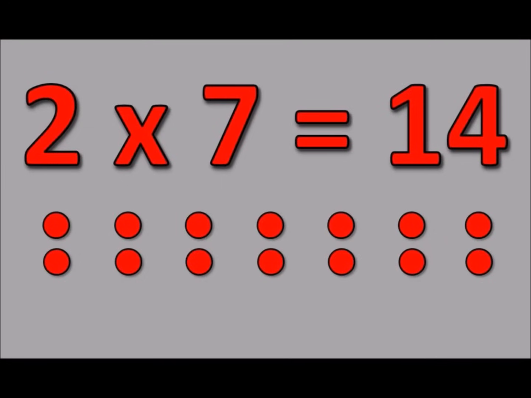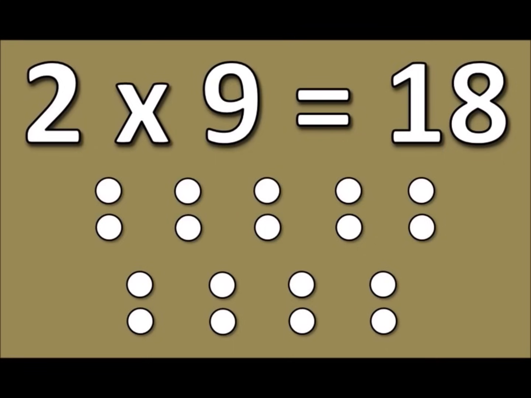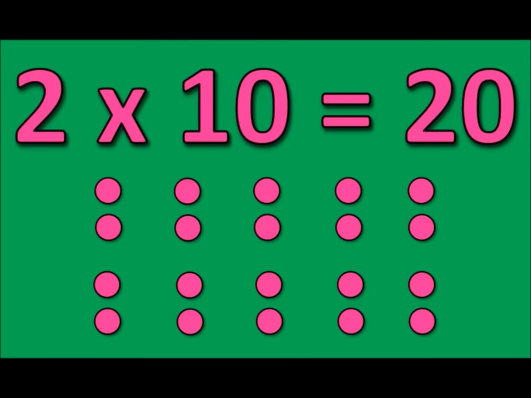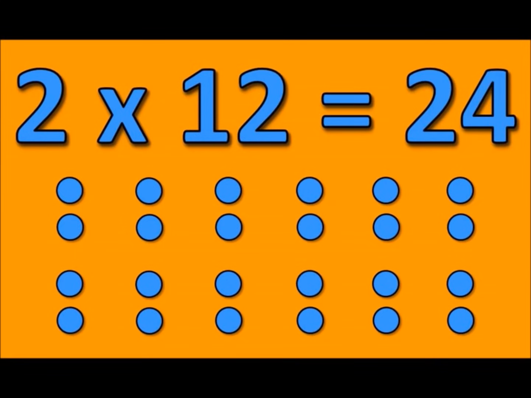2 times 7 is 14. 2 times 8 is 16. 2 times 9 is 18. 2 times 10 is 20. 2 times 11 is 22. 2 times 12 is 24.